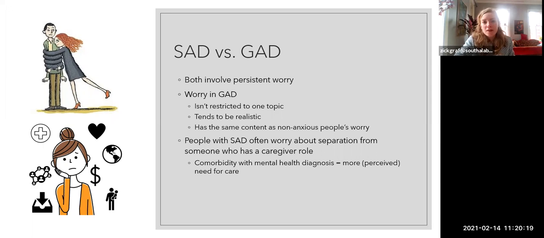But the comorbidity in separation anxiety disorder does tend to line up with disorders that actually cause someone to be vulnerable or need care. So there's more of an actual need or more of a perceived need for care from other people and from the people that people with separation anxiety fear being separated from.